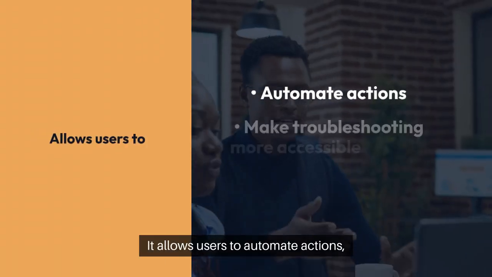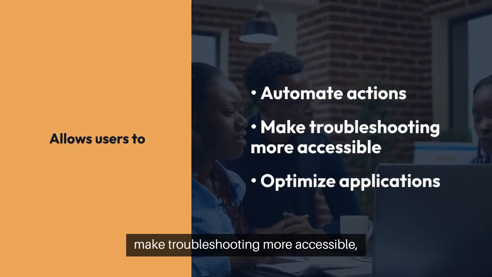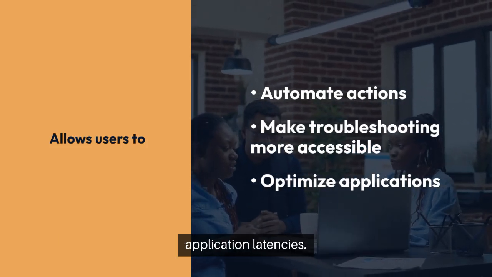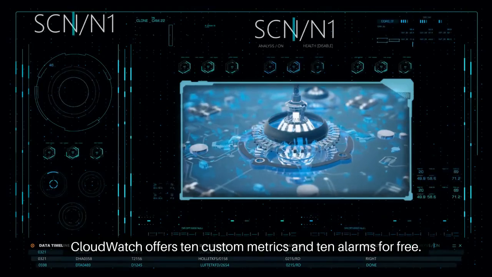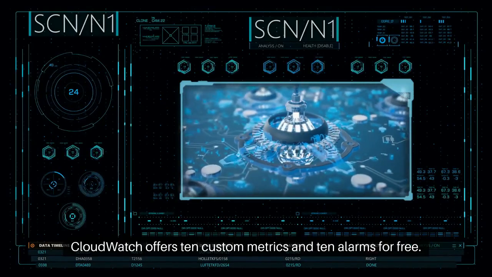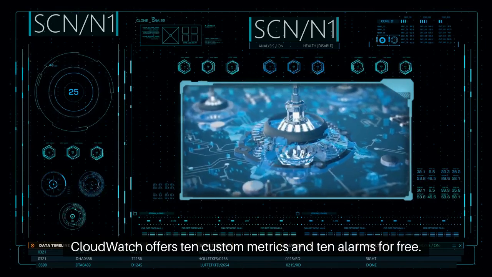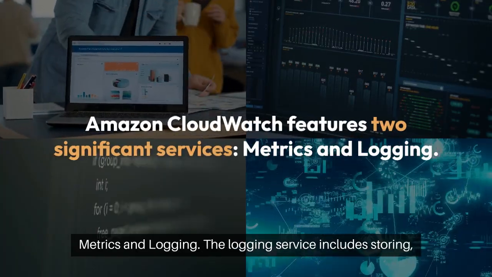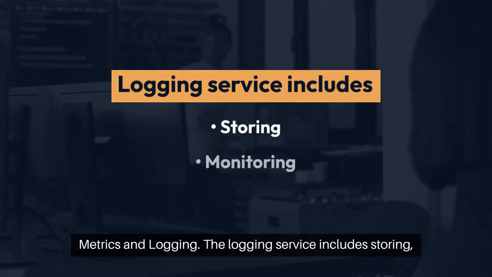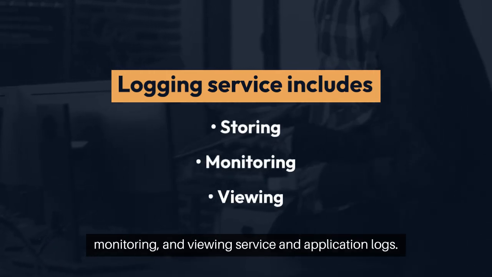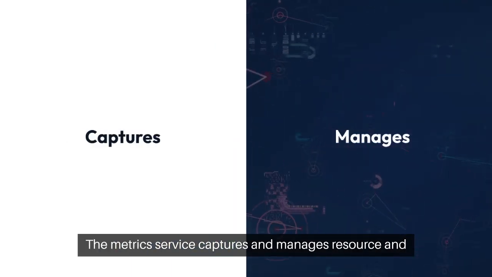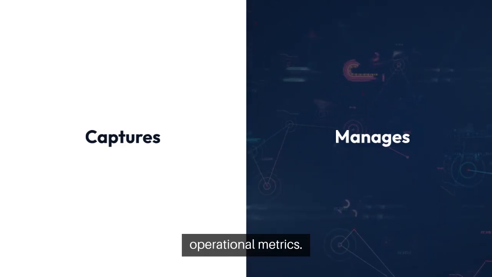It allows users to automate actions, make troubleshooting more accessible, and optimize applications by eliminating factors that increase application latencies. CloudWatch offers 10 custom metrics and 10 alarms for free. Amazon CloudWatch features 2 significant services: metrics and logging. The logging service includes storing, monitoring, and viewing service and application logs. The metrics service captures and manages resource and operational metrics.